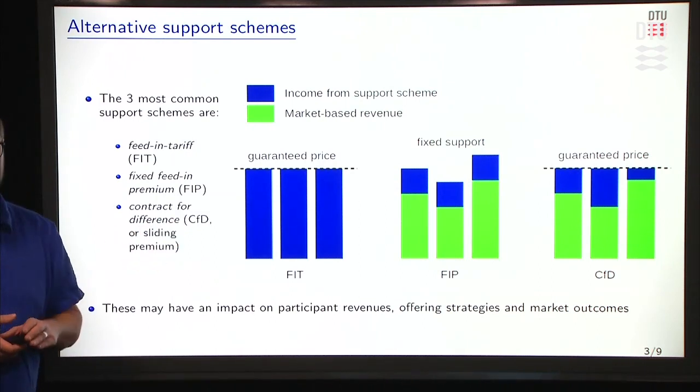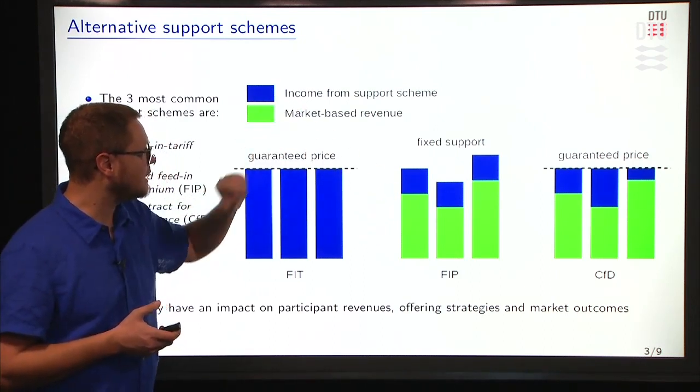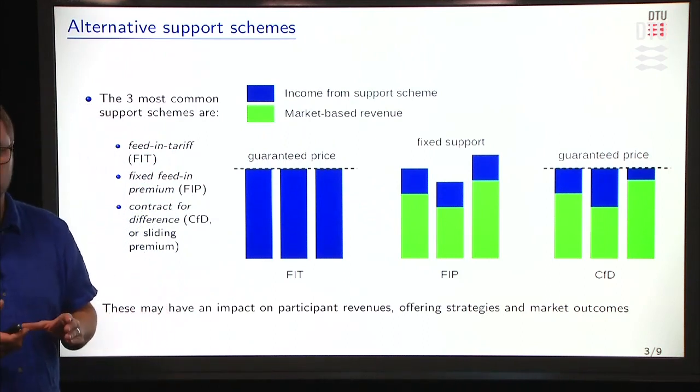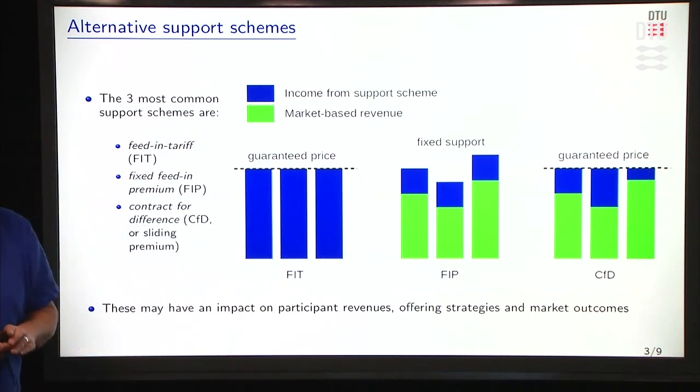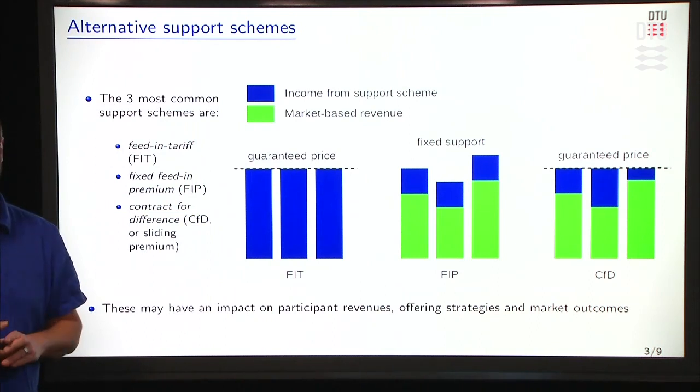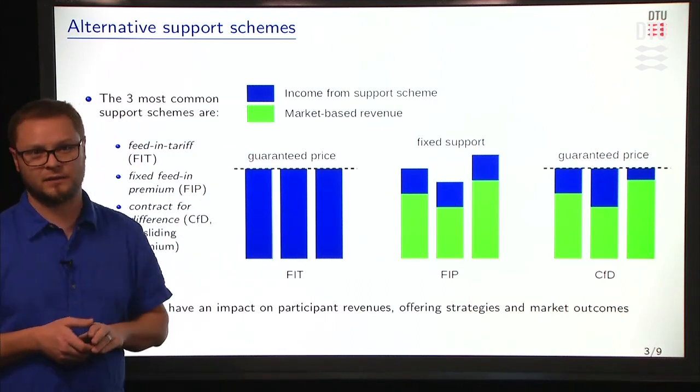Let's illustrate these three alternative support schemes, and we have here the three situations with a color code that includes the income from the support scheme in blue, and in green the market-based revenue. On the left side, with the feed-in tariff, you have a guaranteed price. So you're actually not participating in the market and not getting market-based revenue. All is blue here, and the price is fixed.